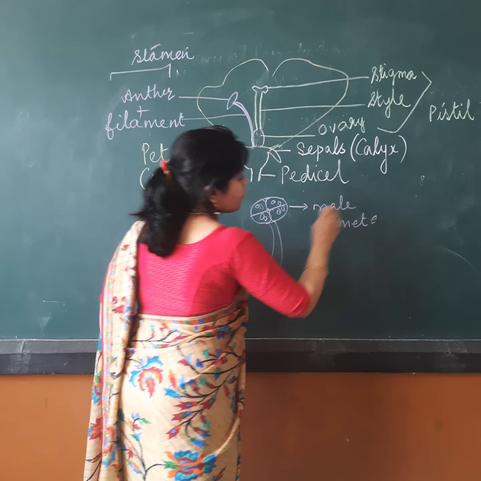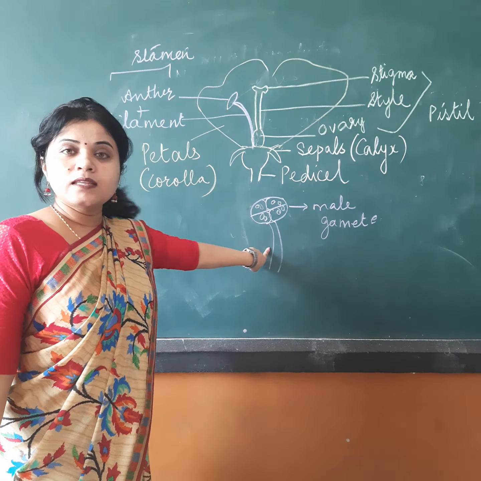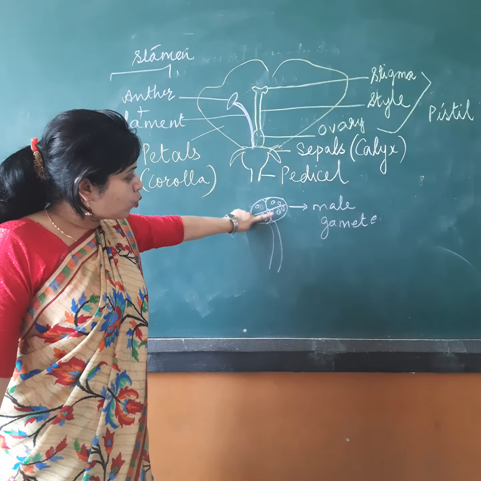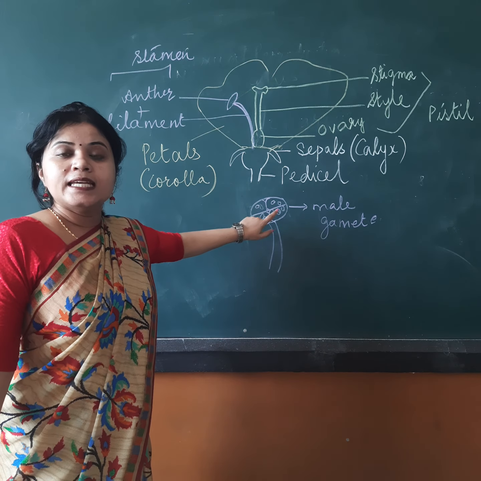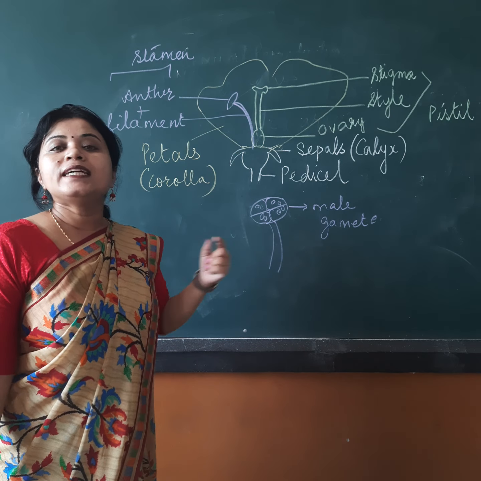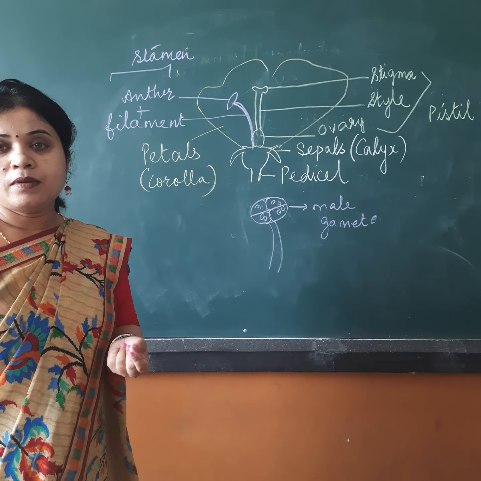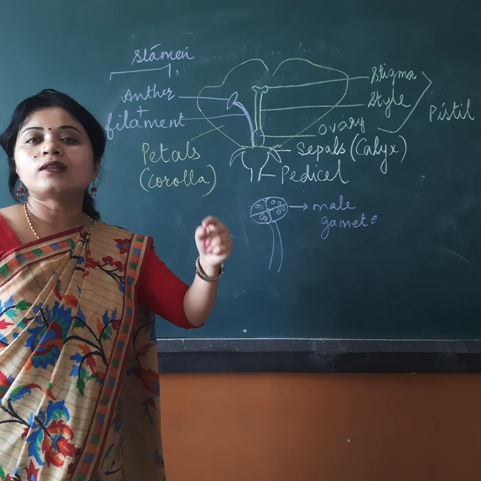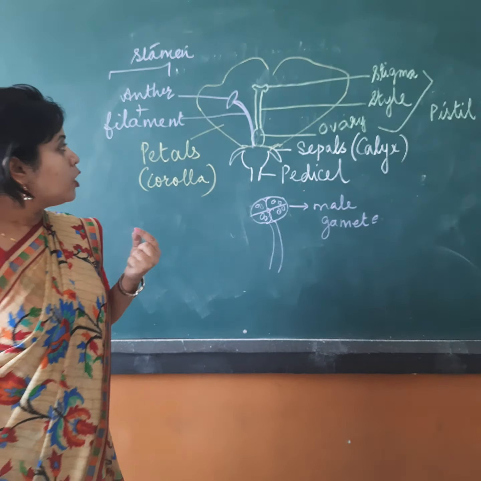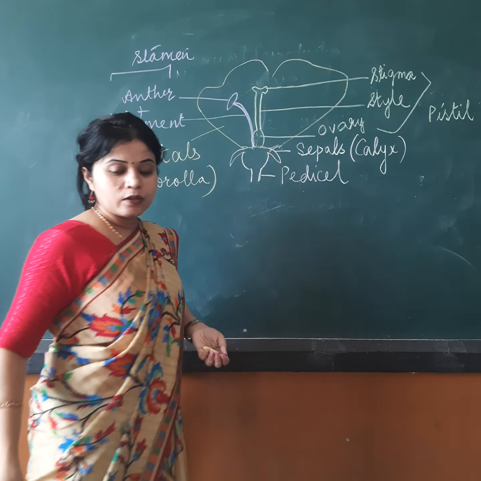Have you understood the difference? That is, this is the anther, this is the filament. If I cut open the anther, I will find that 4 pollen sacs are there. Inside that pollen sacs, pollen grains are present. These pollen grains are the male gametes. These are actually carrying the male gametes, so we can call them as male gametes. So now coming to this part, that is the female reproductive organ.